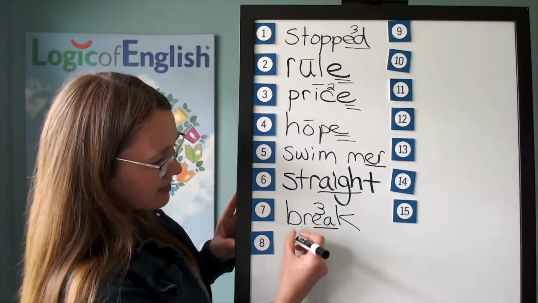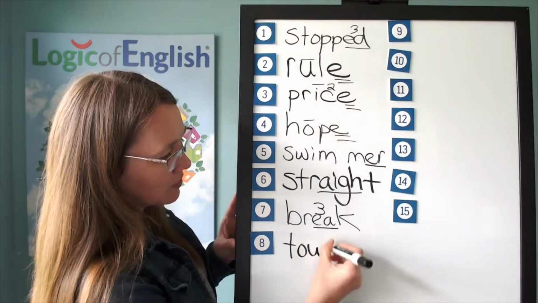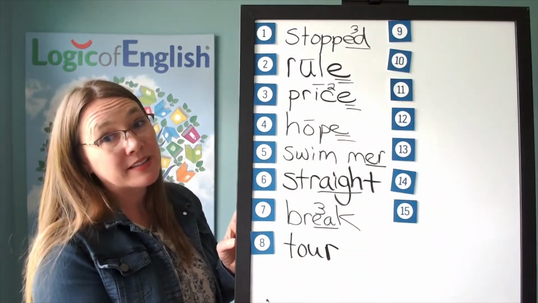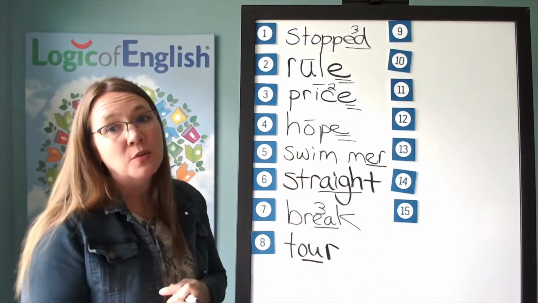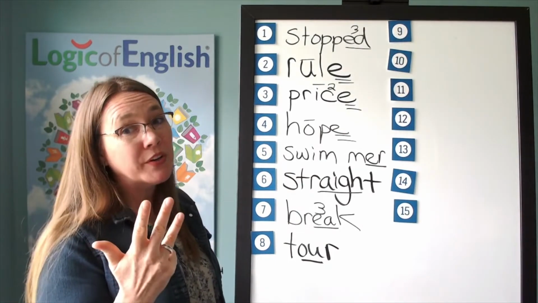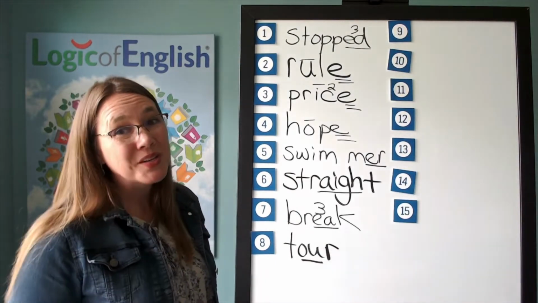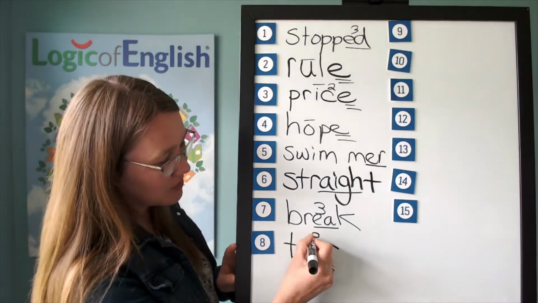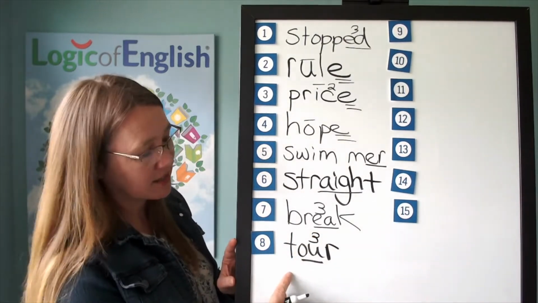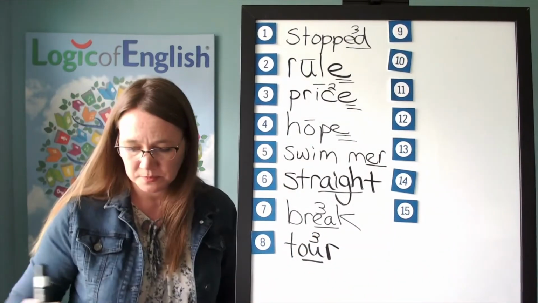And help me to write it. T-oo-er. And how do we mark it? We'll underline the O-U. What sound of O-U do you hear? You hear the oo sound, which is the third sound. Tour. Let's read it. T-oo-er, tour.